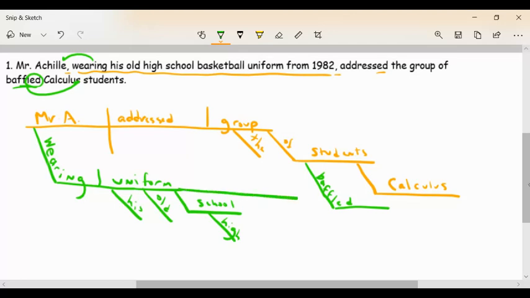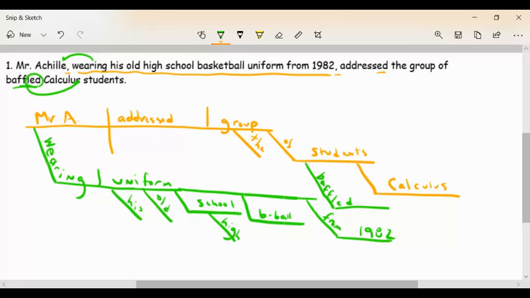And look how long this thing is. It's obnoxious. It's a basketball uniform. So I'm going to do b-ball just because I'm running out of room. And it's a uniform from 1982. Let's see if I can squeeze that in here. There you go. Okay, so there is our answer to this mess.